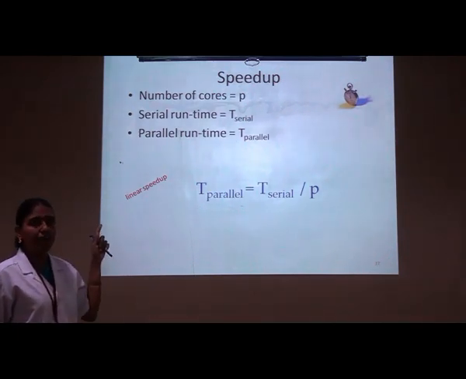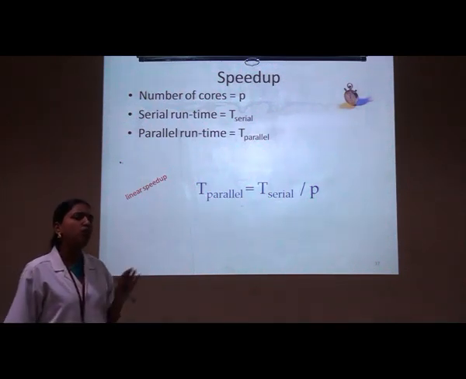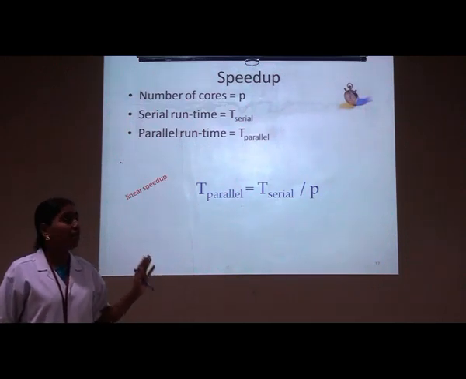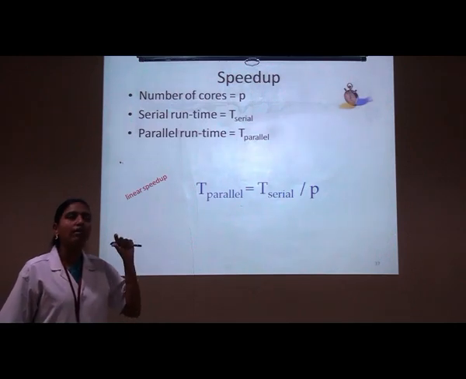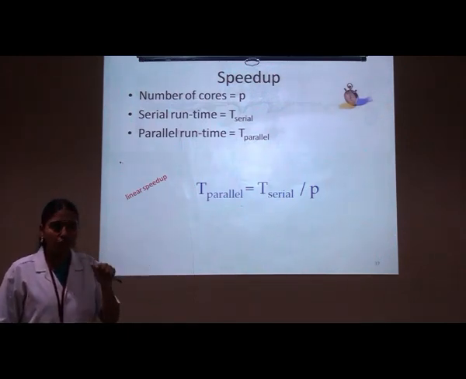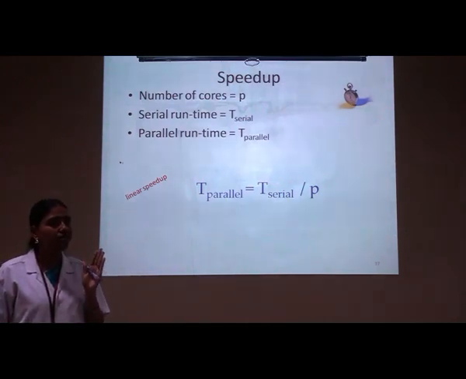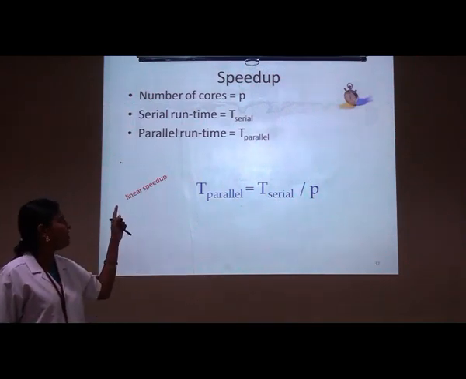First one is speed up. What is speed up here? The number of cores we are using is P. What we will do is divide our work equally among all the processors. If you have a particular application, and you supply the application program to your multi-core processor, what about the serial runtime? That is when it is executed serially. That is considered as serial runtime, T serial.